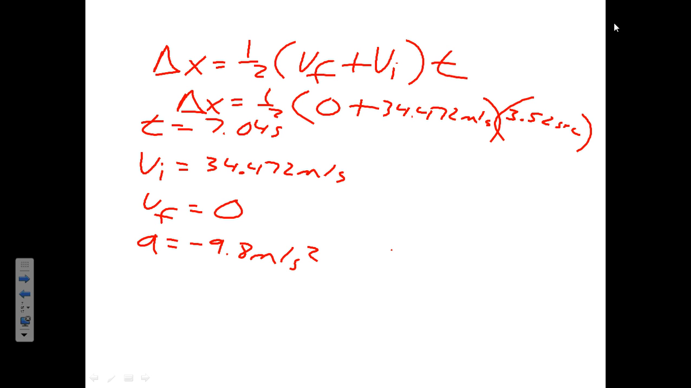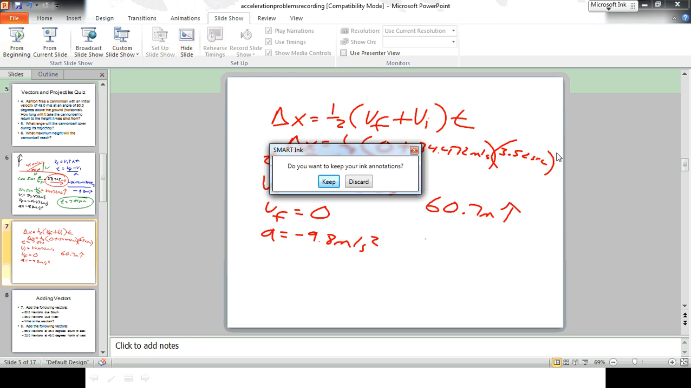I'll give you one in a second. Let's go ahead and multiply this out. So let's go 34.472 times a half times 3.52. And we end up with 3 sig figs, about 60.7. That's meters up. Does that make sense? All right, again, I'm going to pause our recording for a second.